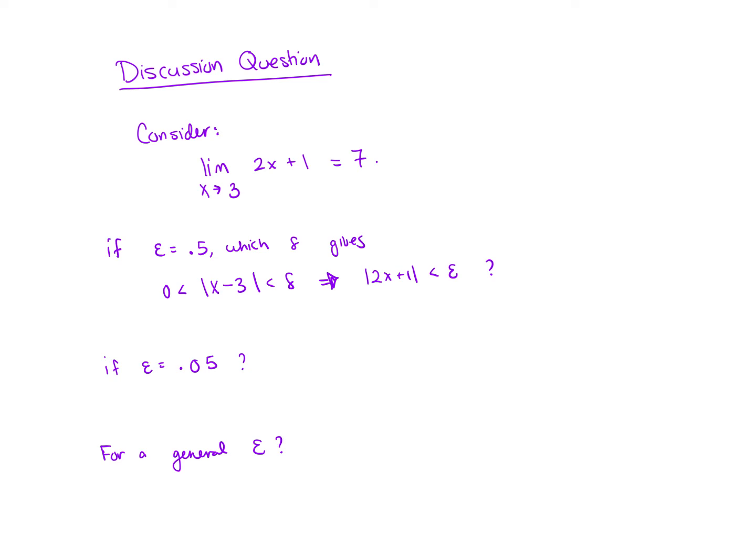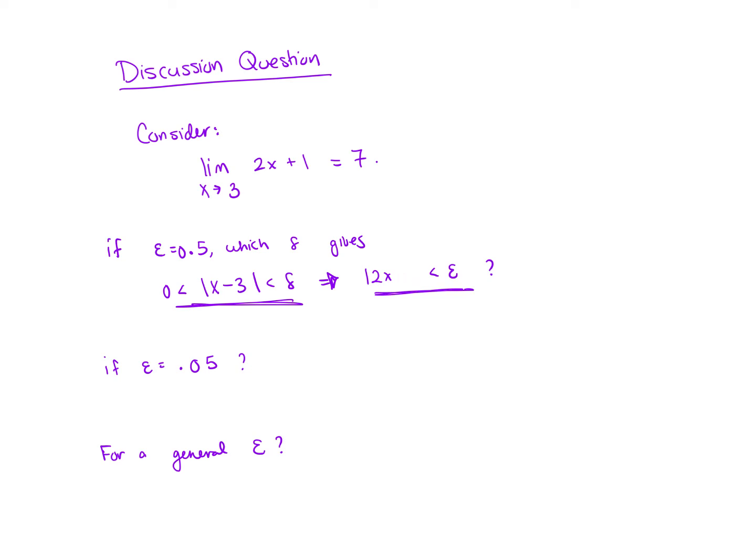We know that that's going to equal 7. And we're going to sort of build up a proof. So first I want you to let epsilon equal 0.5 and figure out which delta is going to give you that when x is within delta of 3, 2x plus 1 is going to be within epsilon of 7.